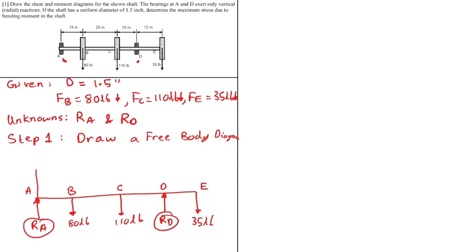One more detail that you can include in the free body diagram is the distance between the points. So this is 14 inches, this is 20 inches, 15 inches, and 12 inches. So now that we are done with step 1 and we know what our unknowns are, let's go to step 2, which is to apply the equations of motion.